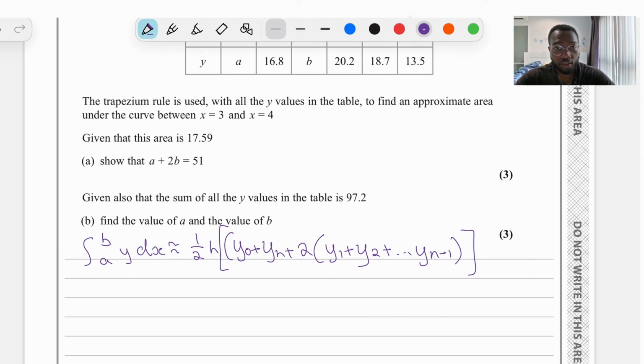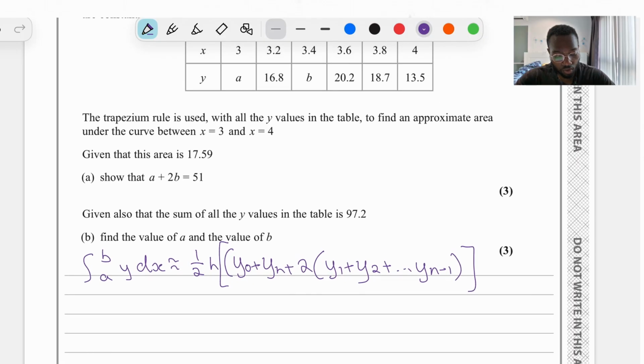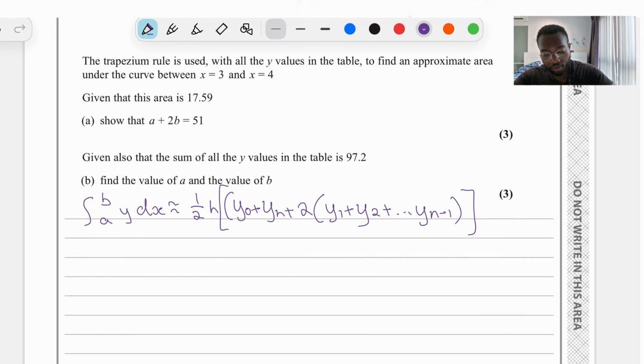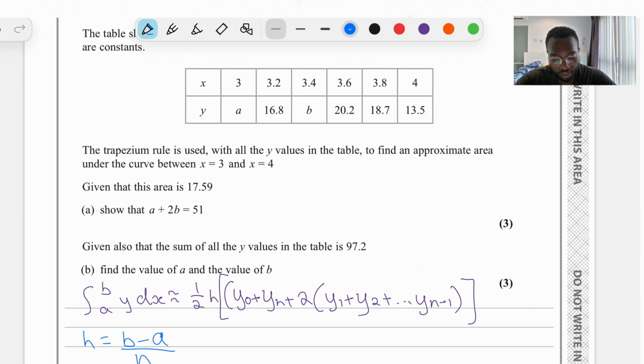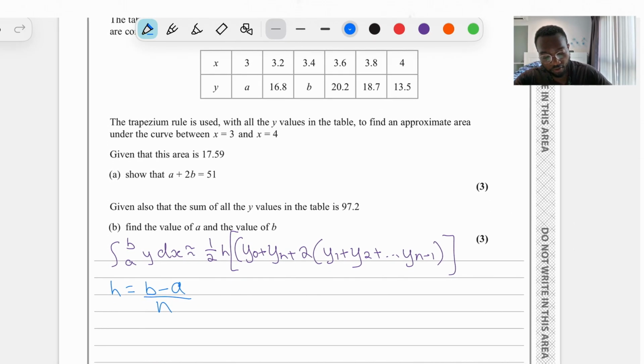So what do we know about this question? Well, we need to look at h first. h is the first thing we want to work out. We know that h, this is in your booklets too, is equal to b minus a over n. So b minus a is simply going to be the 4 and the 3. Those are our limits, so 4 minus 3.